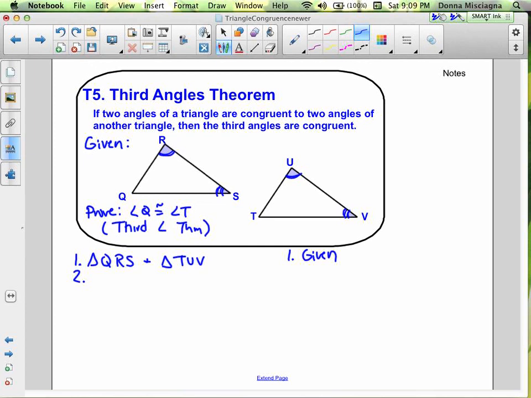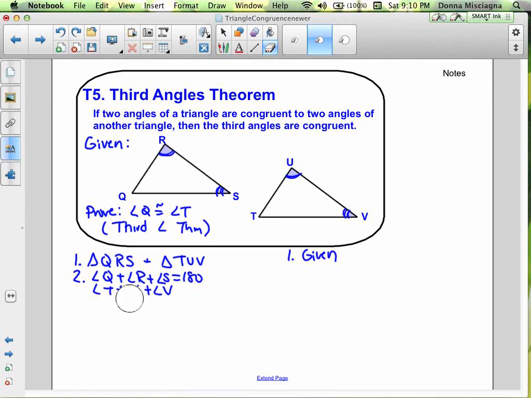Well, so now we have two triangles. Big deal, right? What are we going to do with that? Well, I think on the last page we just learned something about a triangle in general. And that's why I really needed to state that I have a triangle here, because now that I've said that QRS and TUV are triangles, I can also state that angle Q plus angle R plus angle S equals 180 degrees. And I can say that angle T plus angle U plus angle V equals 180 degrees.